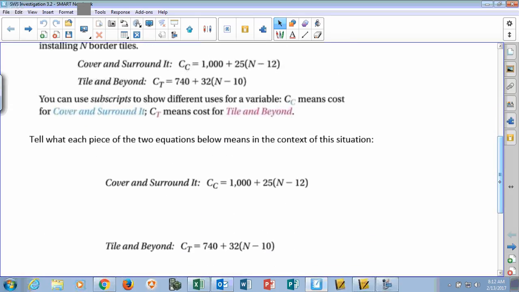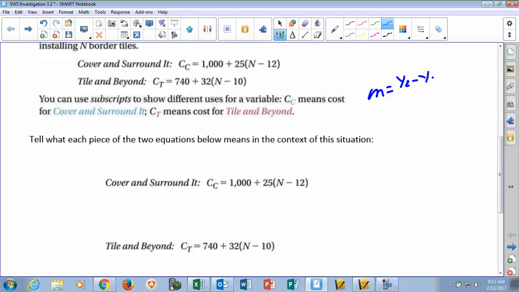Within here, it says you can use subscripts to show the different uses for a variable. Like C subscript C means that the cost is the Cover and Surrounded. The other one is the Tile and Beyond. Sometimes you see them use 1 and 2, like remember when we used to find slope, remember when we used this equation? Those are subscripts. Same idea.